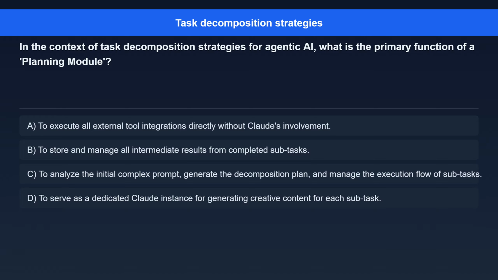Question 8. In the context of task decomposition strategies for Agentic AI, what is the primary function of a planning module? Option A. To execute all external tool integrations directly without Claude's involvement. Option B. To store and manage all intermediate results from completed subtasks. Option C. To analyze the initial complex prompt, generate the decomposition plan, and manage the execution flow of subtasks. Option D. To serve as a dedicated Claude instance for generating creative content for each subtask.